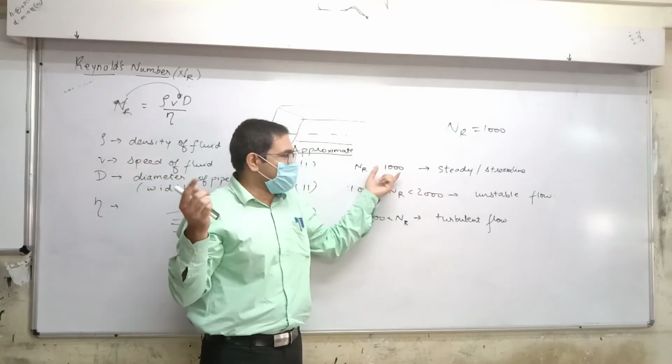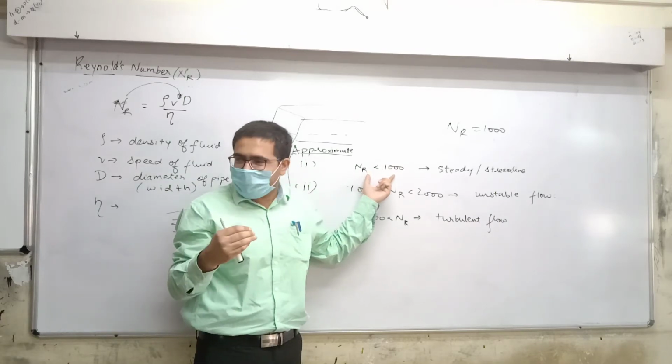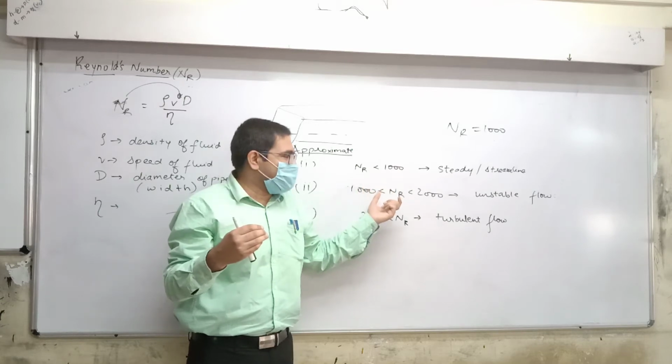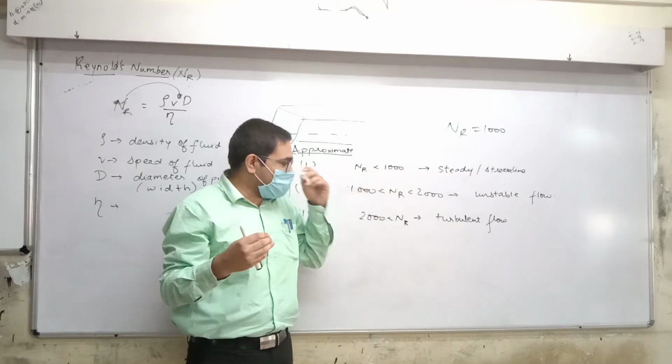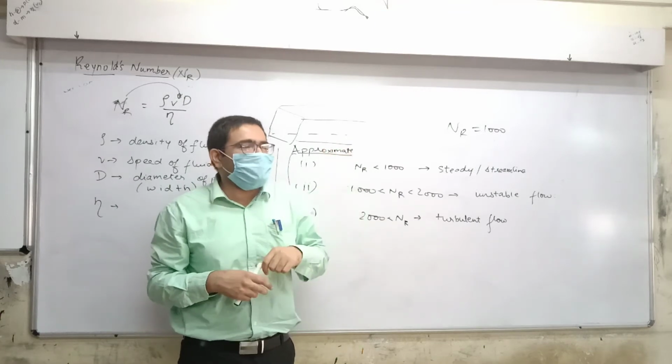That is, according to some authors, steady flow is less than 2000, and according to them, turbulent flow would start beyond 3000. You should confirm it with your book.